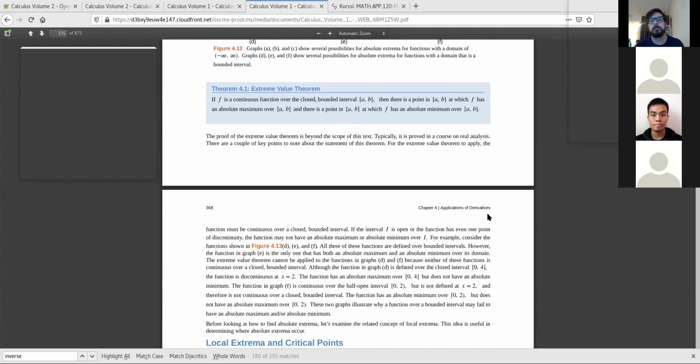And the extreme value theorem, which is important to understand, is this: if we have a continuous function over a closed bounded interval, meaning a and b are both finite, it doesn't extend to infinity, then at some point between a and b, or possibly at a or b, f has a maximum and f has a minimum. So if it's continuous on a closed and bounded set, it has a minimum and a maximum.